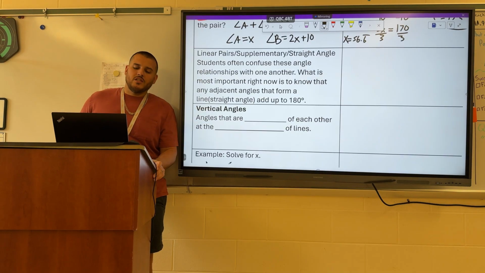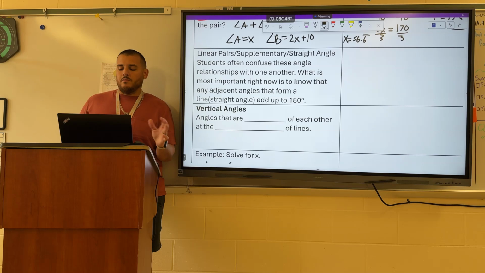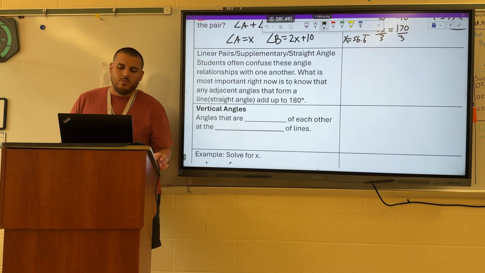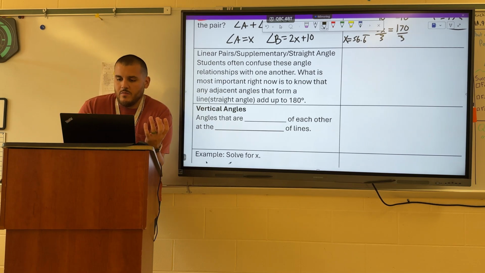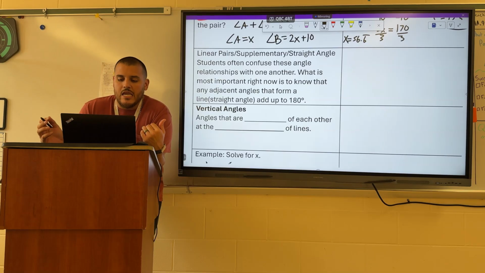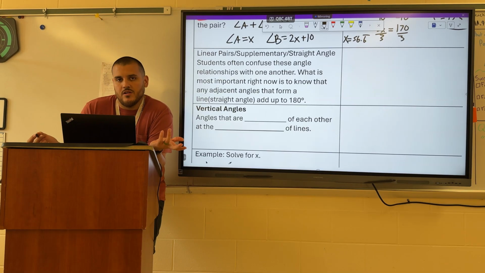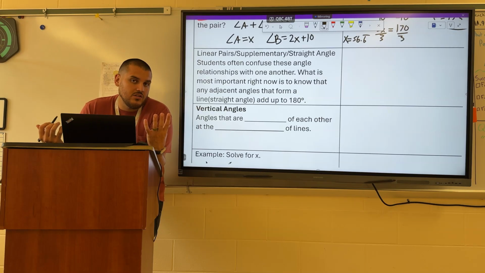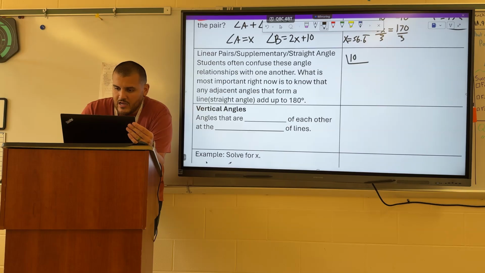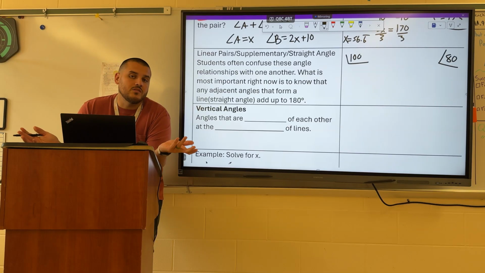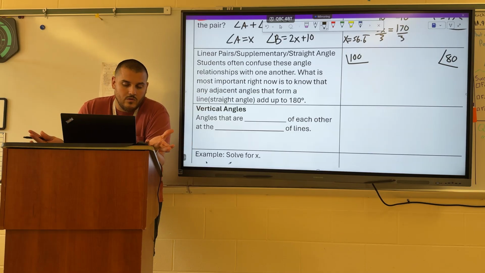We have an important little note here. Students are often confusing linear pairs and supplementary angles with each other. So let me make sure that this is understood. Supplementary angles are any two angles that add up to 180 degrees. They don't have to be close to each other at all. They don't have to be adjacent. So I can have a 100-degree angle right here and an 80-degree angle over here. Those are supplementary because they add up to 180.